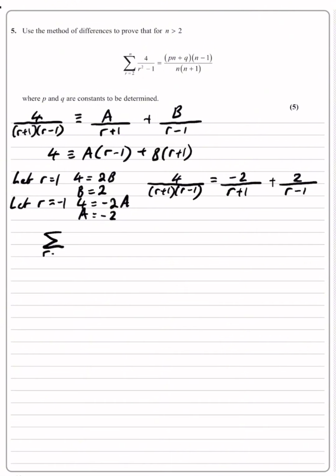That means we can essentially rewrite the original summation. We're running from r equals 2 to n of 4 over r squared minus 1. That's going to be the same as summing from 2 to n of minus 2 over r plus 1 plus 2 over r minus 1. Okay, so let's start with r equals 2. We're going to get minus 2/3 plus 2 over 1.